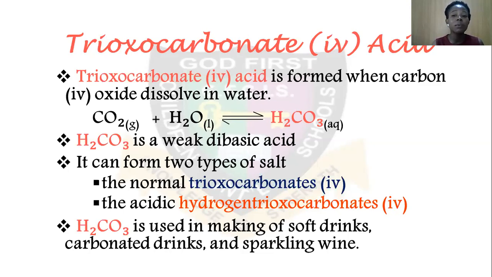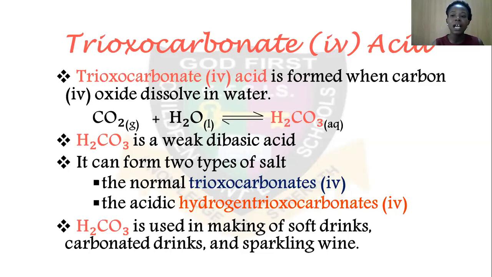Then carbonate 4 acid can form 2 types of salts. Number one, the normal carbonate 4 salt and the acidic hydrogen carbonate 4 salts. These are the 2 types of salts it will form. Now one of the major uses of carbonate 4 acid is that it is used in soft drinks, carbonated drinks, and sparkling wine.